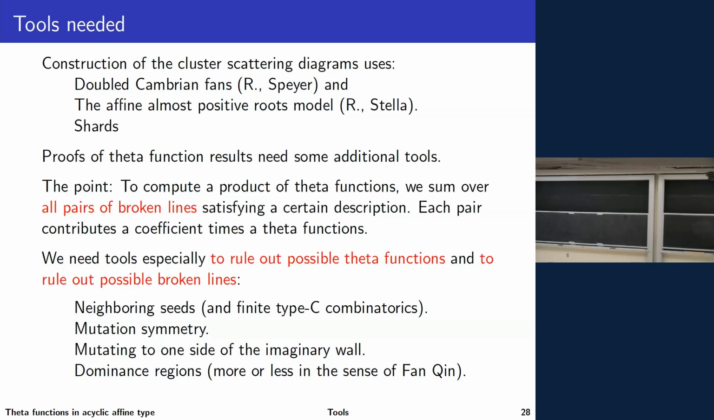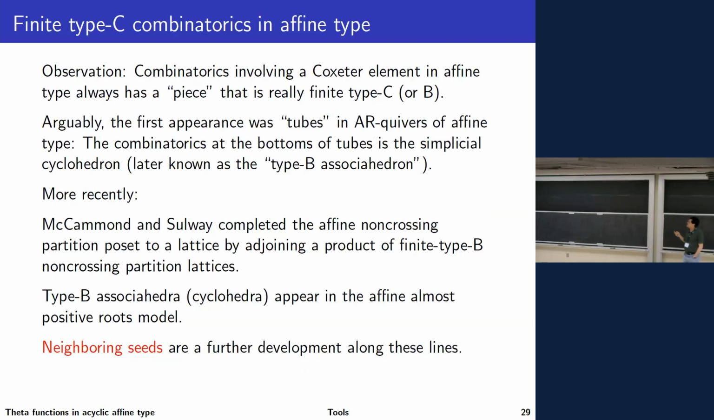But then to prove these theta function results, you need additional tools. And the point is, as I've said before, to compute a product of theta functions, we need to somehow find all pairs of broken lines such that, whatever. How do you know you've got them all? So the biggest problem is, how do I know I have them all? How do I rule out lots of other things? And there are some tools here. Let me say something about the first tool and then I'll stop. I'm conscious of not wanting to win the longest talk award.